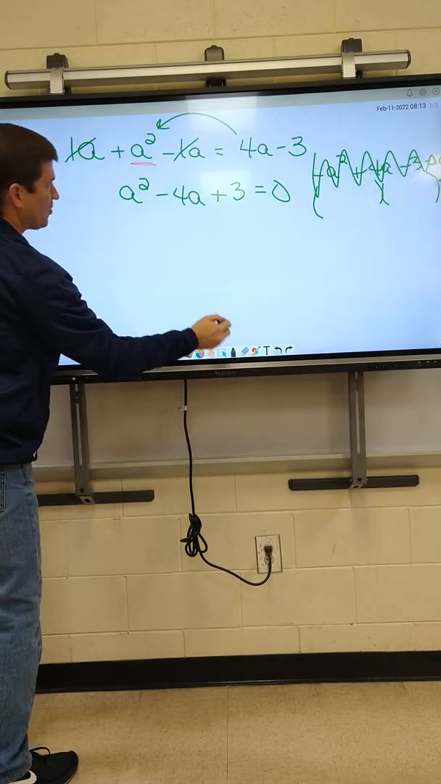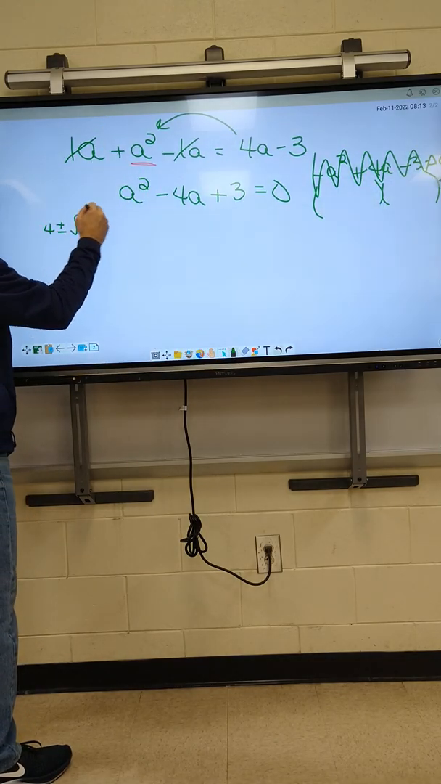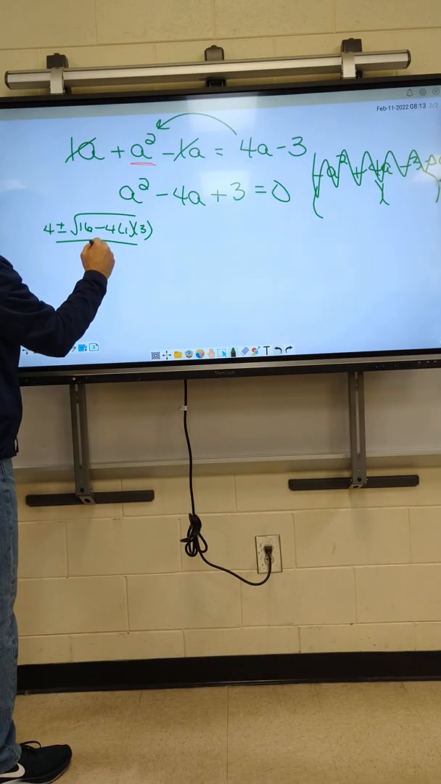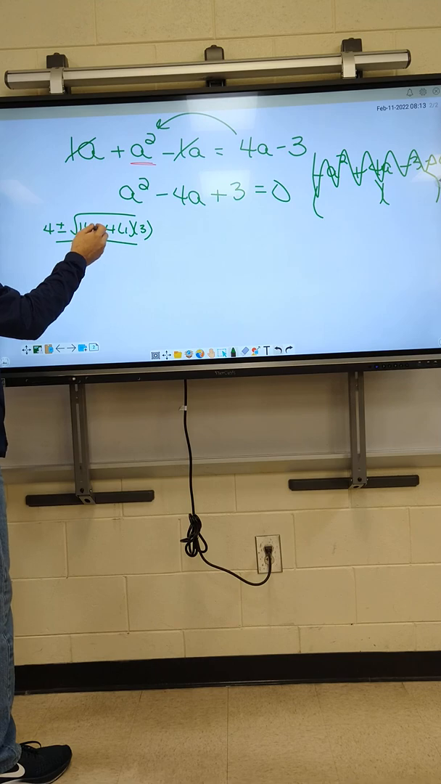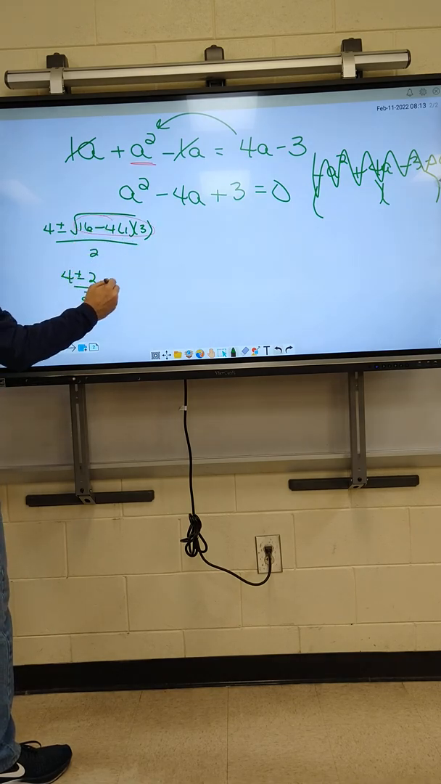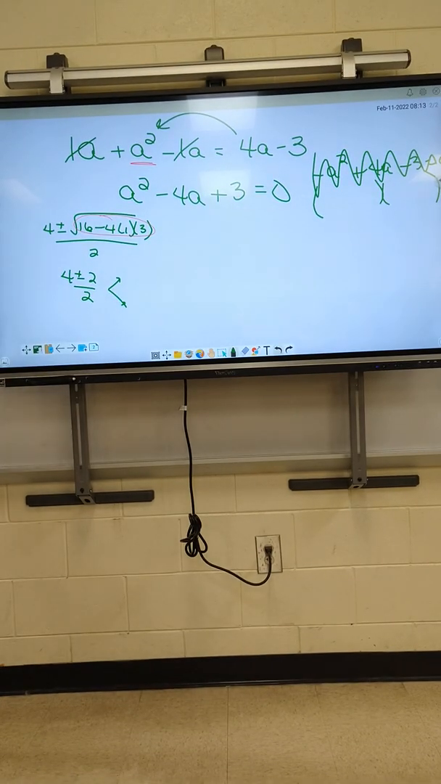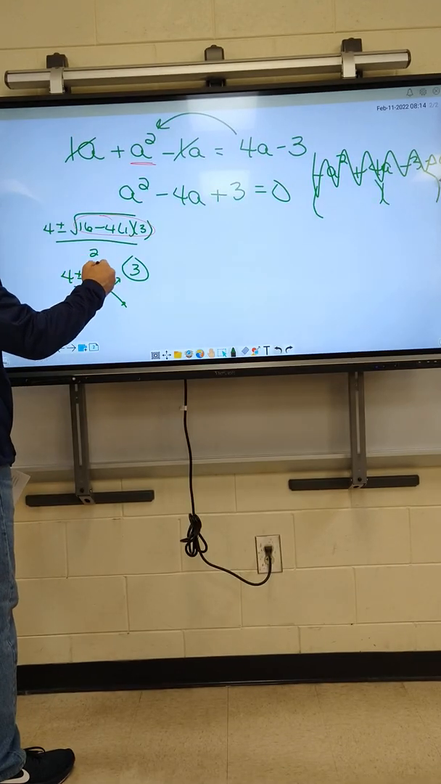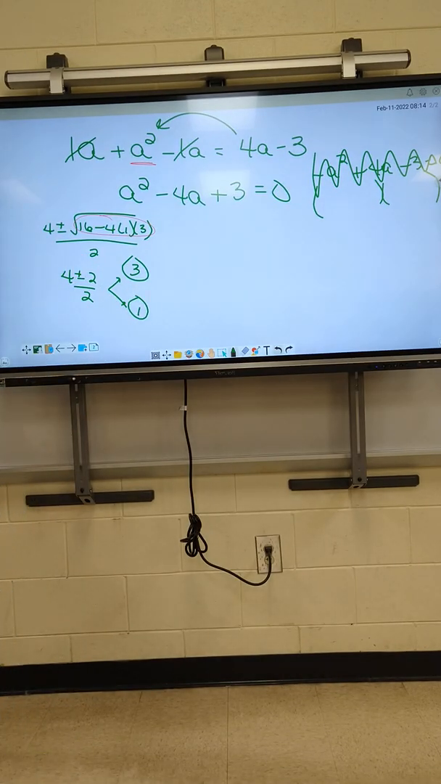All right, let's see what y'all got when you did the quadratic formula. I got 4 plus or minus the square root of 16 minus 4 times 1 times 3. So I got square root of 4. Did y'all get square root of 4, which turns into a 2? Now you can find both answers. So that's an easy quadratic formula problem to do. I got 3 for the first answer, 1 for the second answer. Is that right? Yes, sir.